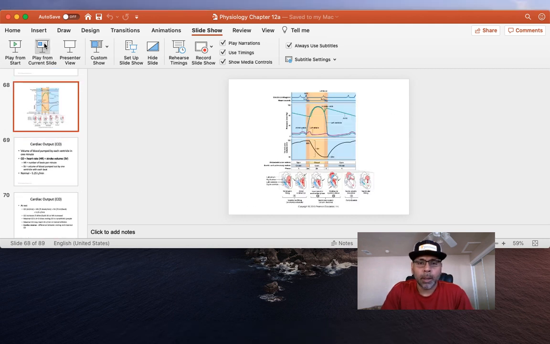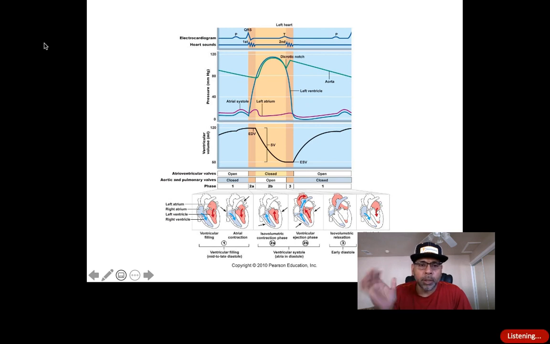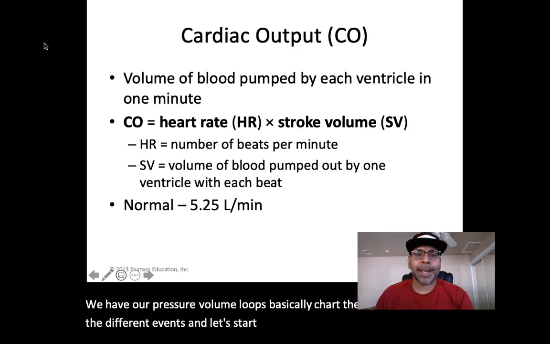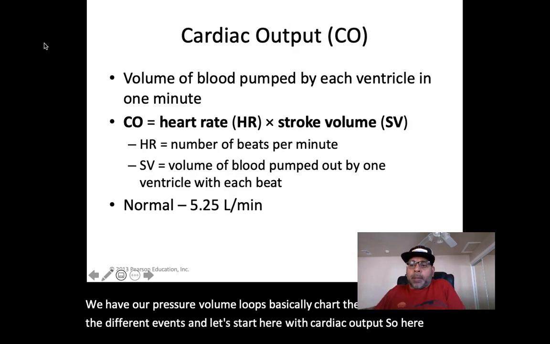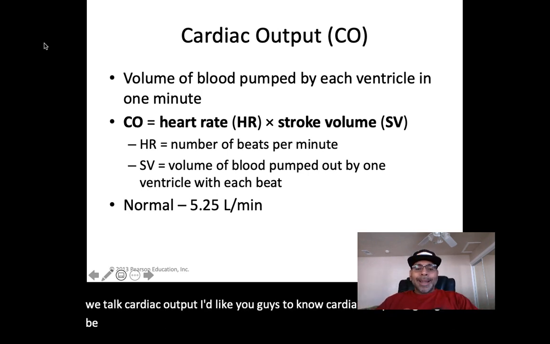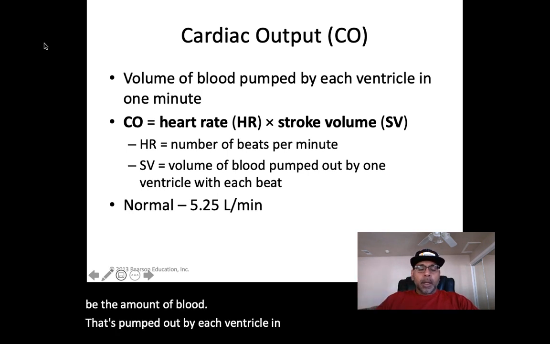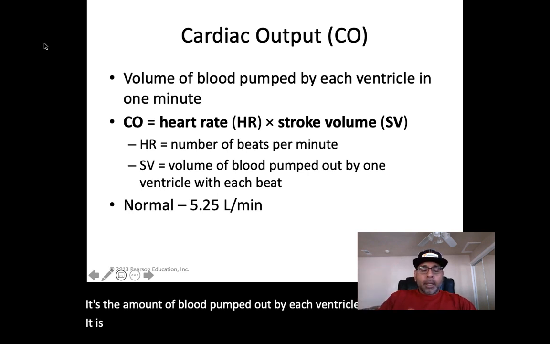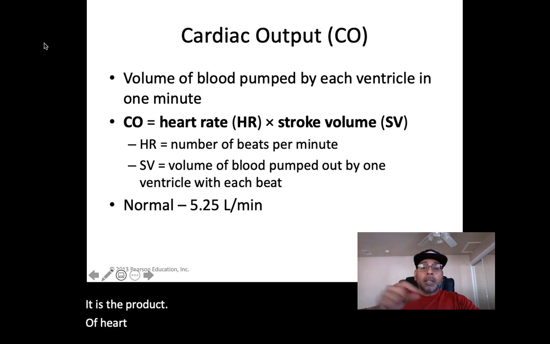All right, so we took care of our pressure volume loops, basically charted there and looked at all the different events. And let's start here with cardiac output. When we talk cardiac output, I'd like you guys to know it is the amount of blood pumped out by each ventricle in 1 minute. It is the product of heart rate times stroke volume.